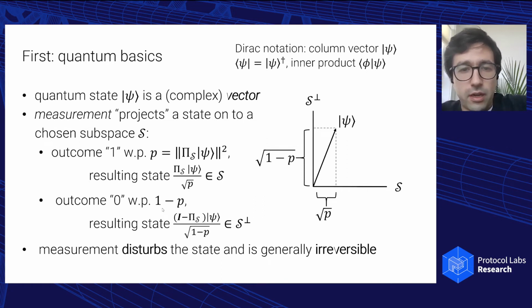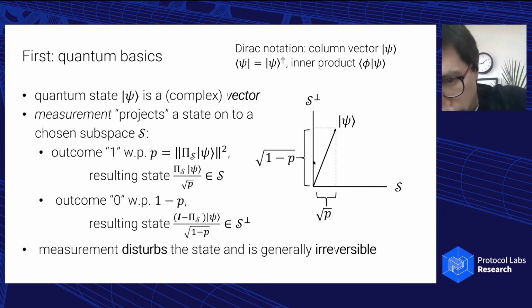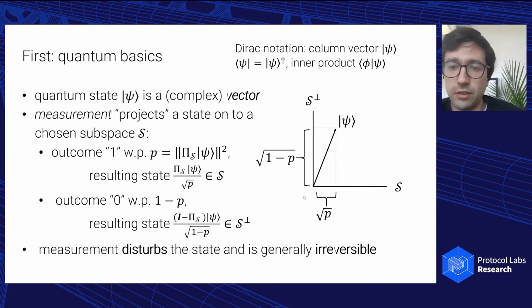If you get outcome 0, which happens with probability 1 minus p, if this is a binary measurement, the resulting state is the projection of the state onto the orthogonal subspace, and then normalized. One very important thing is that measurement disturbs the state. When I make a measurement, the state moves to match the outcome of that measurement. Secondly, it's generally irreversible, in the sense that measurement is an operation that loses information. If I project the state onto S, all of the information about the S perp component is lost. If I just knew the post-measurement state, it would not be possible to reconstruct the state psi. This is information-theoretically impossible.